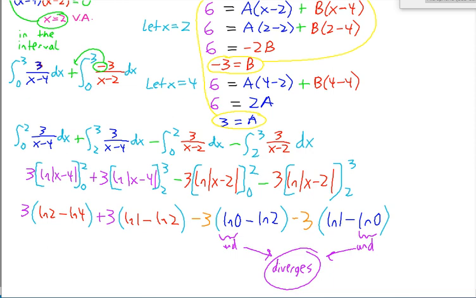Versus, I'm pretty sure on this one, if we hadn't split it up, if we had just gone 0 to 3, we would have gotten an actual answer that would have ended up being wrong, because it actually diverges. That's why it's important to split it up there at the vertical asymptote. All right, one more let's take a look at.